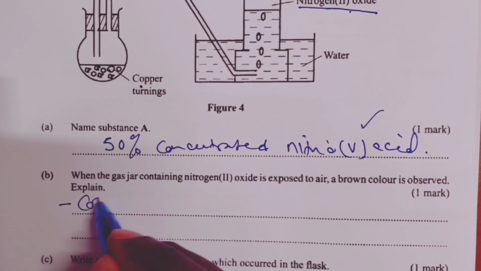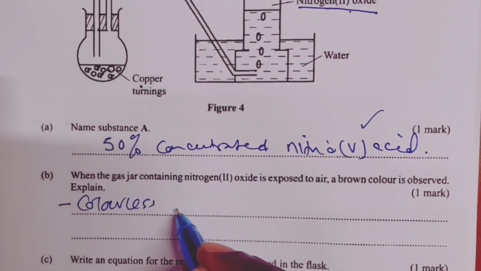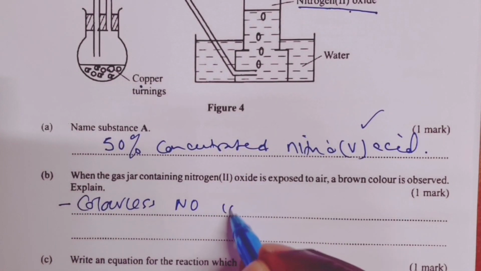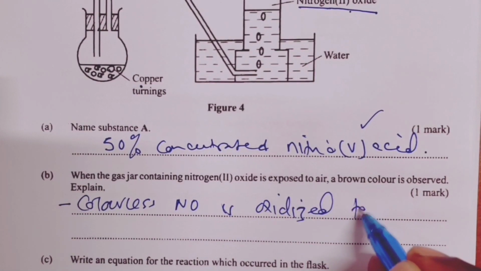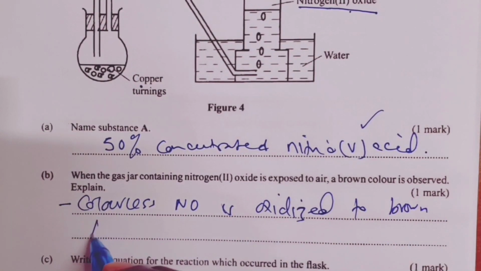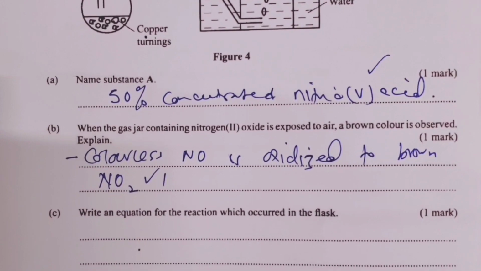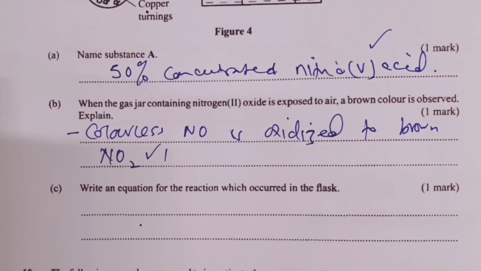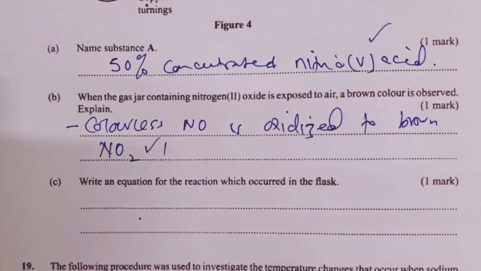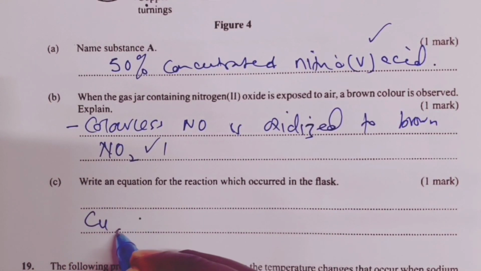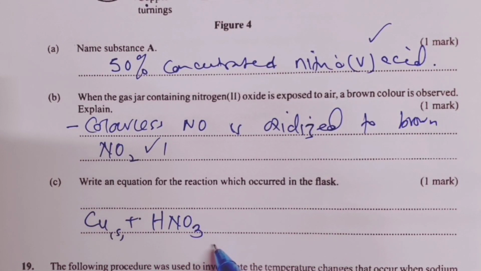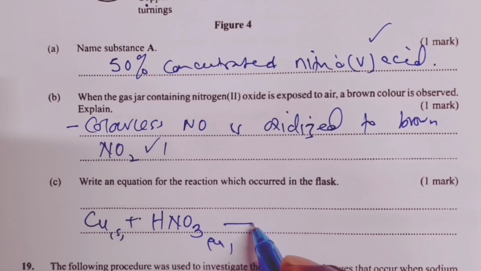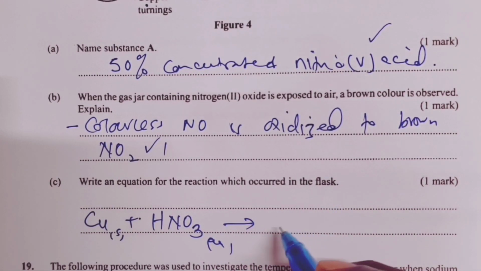Why is this so? This is so because our colorless nitrogen(II) oxide is usually oxidized to now brown nitrogen(IV) oxide. For that 1 mark. Finally, we were asked to write the equation for the reaction which took place in the flask. So here, our copper turnings would react with 50% concentrated nitric acid. We still put (aq) because it is just 50% concentrated.